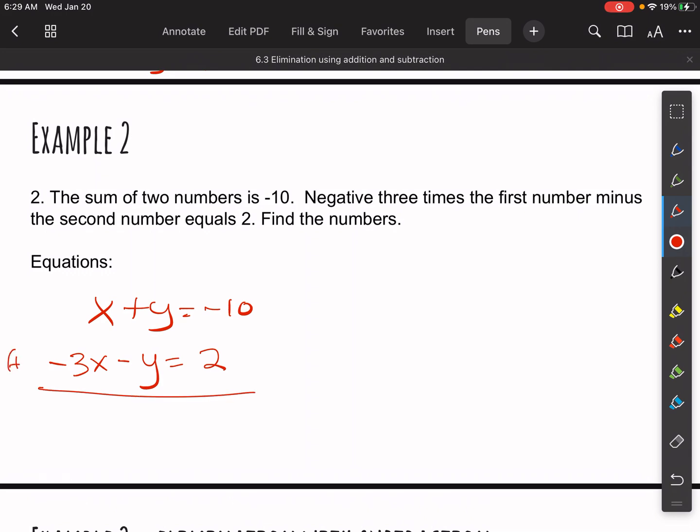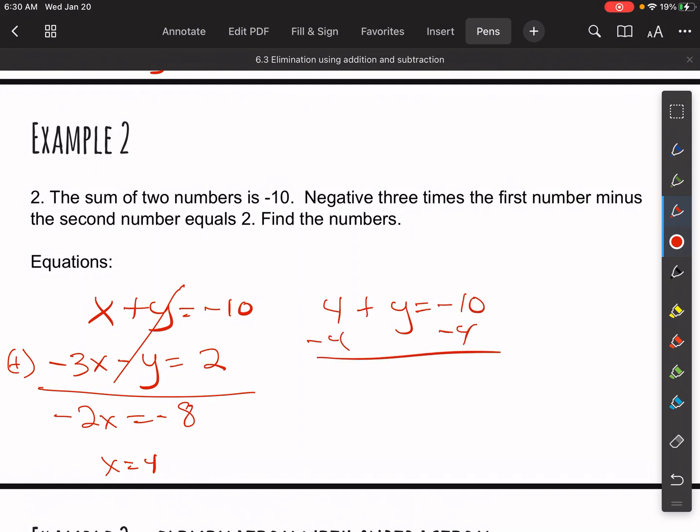So we can add these together right away because it's all lined up. And if I add, these go away. 4 plus negative 3 is negative 2x is equal to negative 10 plus 2 is negative 8. So x is equal to 4. Plug it back in to the first equation. We have 4 plus y equals negative 10. Subtract 4 from both sides. We have y is equal to negative 14. So final answer here, 4, comma, negative 14. Okay, and if you put those into either one of those, you will get the correct answer.